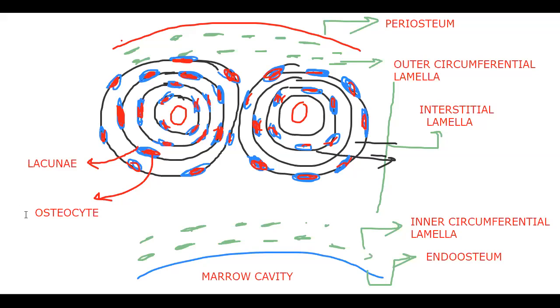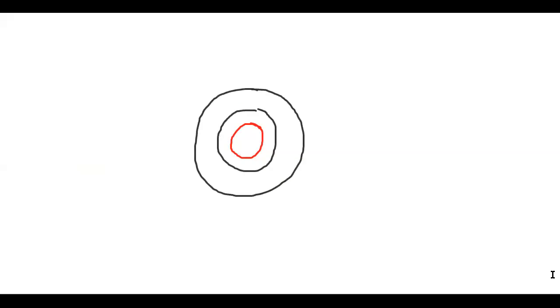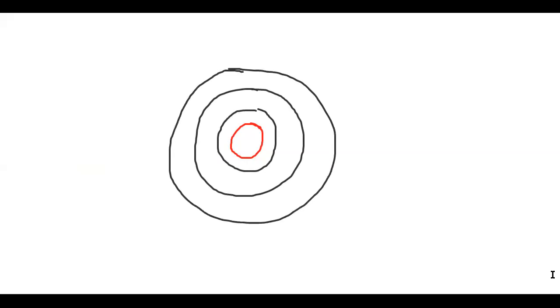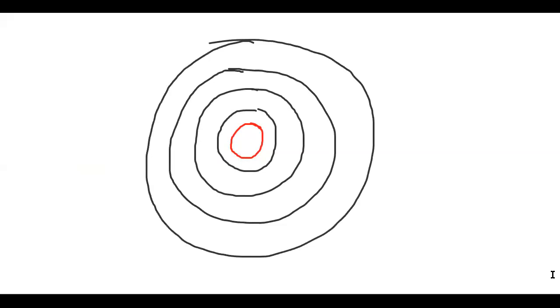Okay, so let me draw the Haversian system clearly for you, only the Haversian system, in the next diagram. So this is in the center, the Haversian canal. Each Haversian canal is surrounded by concentric rings of bone lamella. I am going slowly because this is very important, both in the IP examination and in the NEET examination.